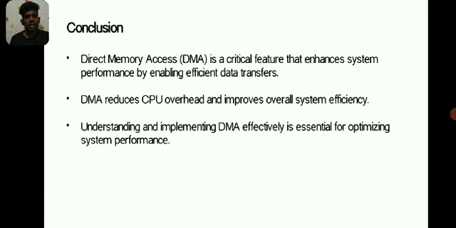Conclusion: direct memory access is a critical feature that enhances system performance by enabling efficient data transfer. DMA reduces CPU overhead and improves overall system efficiency. Understanding and implementing DMA effectively is essential for optimizing system performance.